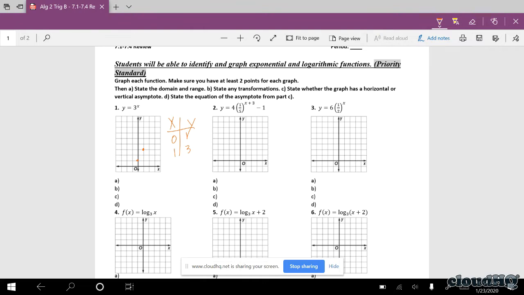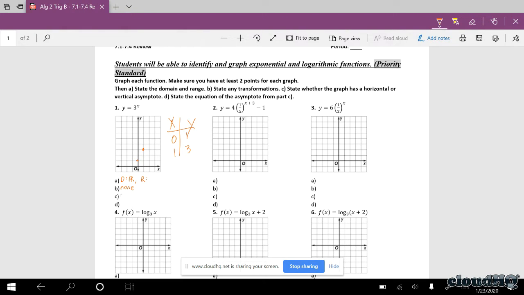Let's answer some of these questions first. So our domain is going to be all real numbers. Your range, let me come back to that as we talk about the asymptote in a moment. Part B, any transformations? No, there are no A, H, or K, so I would say none.